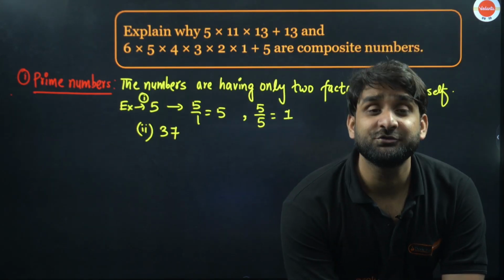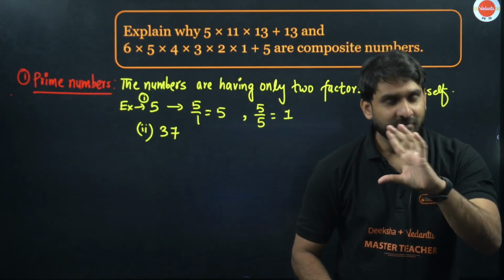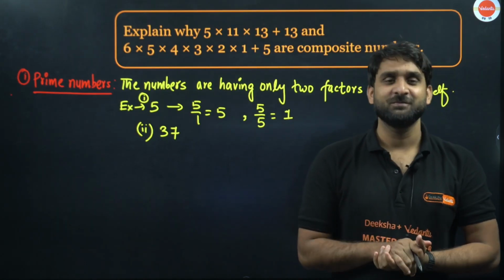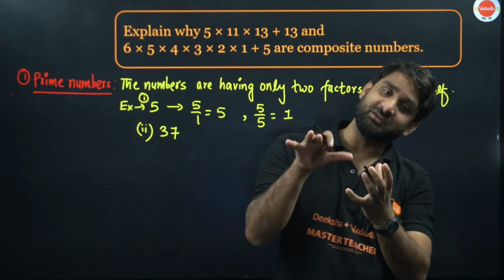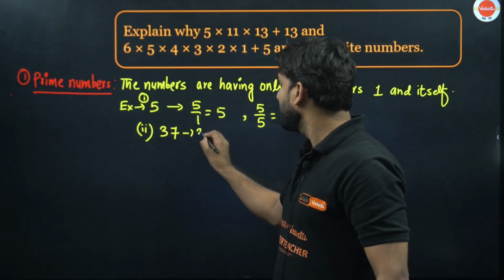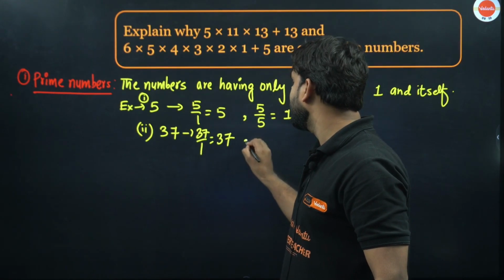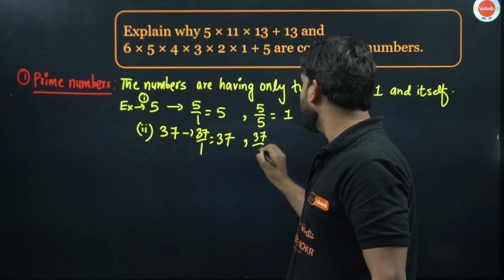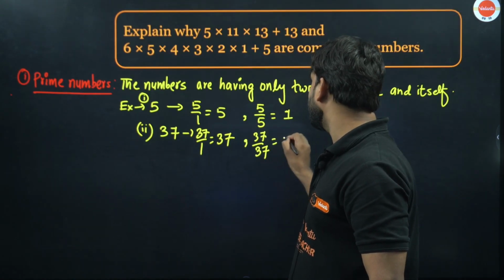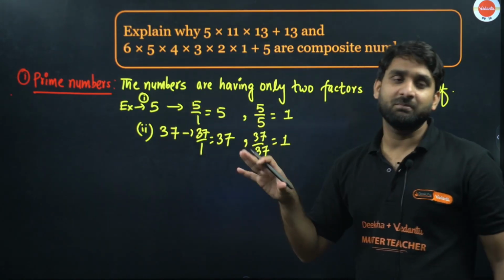How many numbers can divide 37? So 37 can be divided by 1 and itself, 37. There is no other number which can divide 37 except 1 and itself. So 37 can be divided by 1 perfectly, so the result will be 37. And 37 can be divided by 37, so the result will be a perfect 1. So such numbers are called prime numbers.